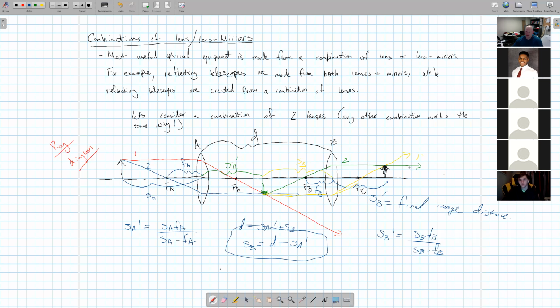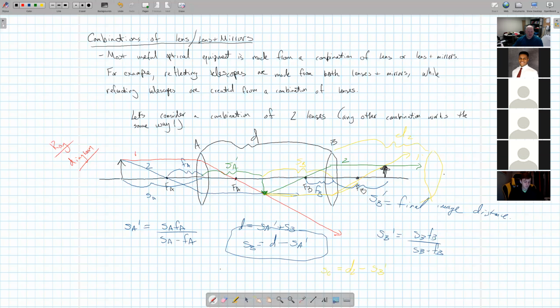If I had a third lens, I would just do it again. Let's pretend I had a third lens out here, separated by another distance of D2. I would just do the same thing. So SC, for example, would be equal to D2 minus SB prime. And then I would do the same thing down here. Right? So I would do this no matter how many different lenses I had.